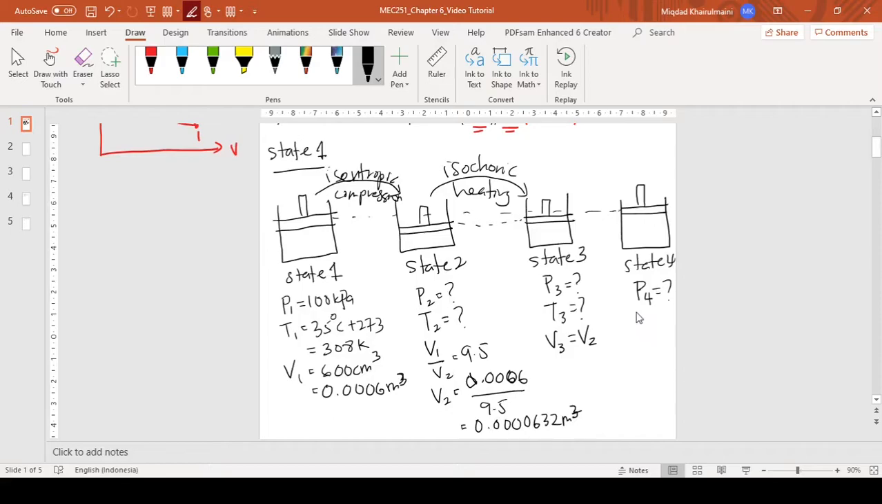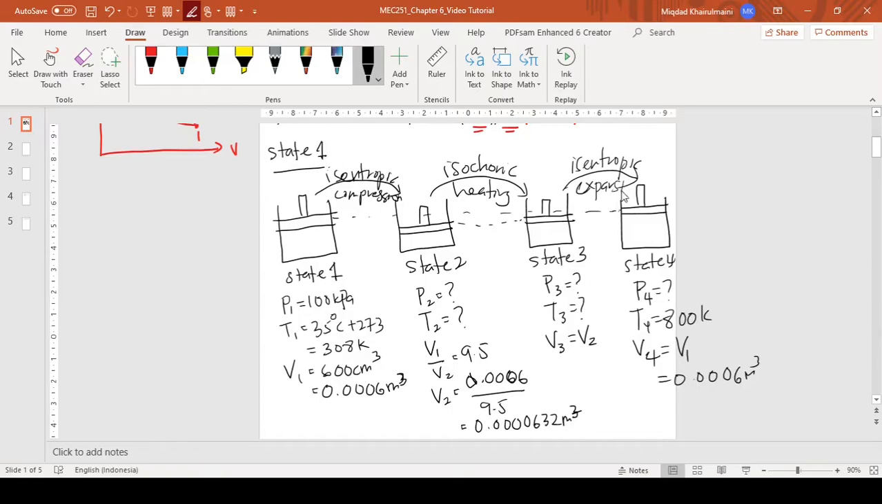We know the temperature, 800 Kelvin, and the volume is the same as state 1. So we know the values. And then for this one, it is the isentropic expansion.